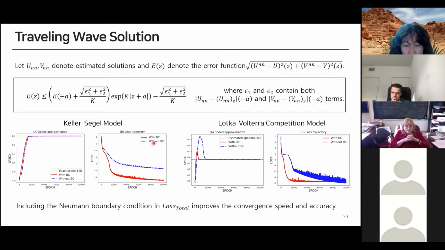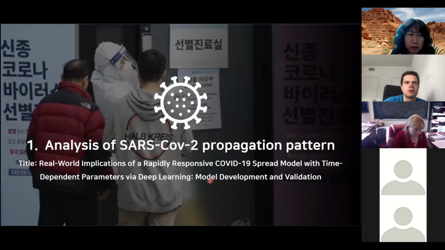Okay. This is the figure showing the Rössler trajectory with boundary condition and without boundary condition. So the conclusion is this: the red is much faster than the blue. In other words, including this Neumann boundary condition in the total loss improves the convergence speed and accuracy. We can see this is what the result provides. Good. So this is the numerical method so far.